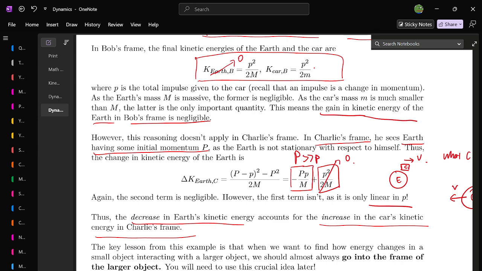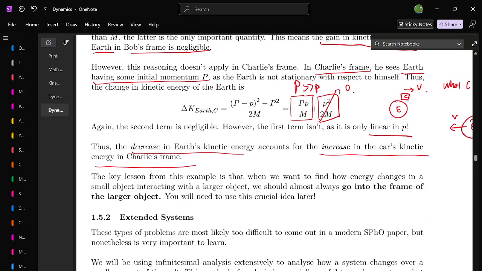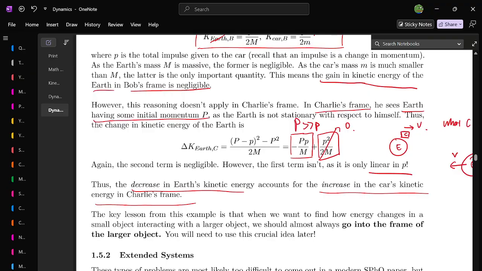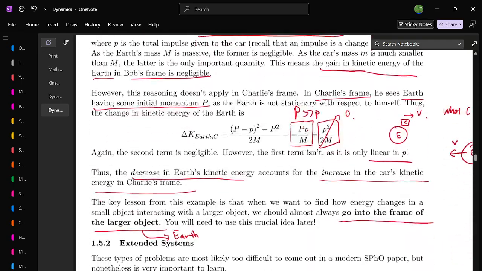So what's the key lesson from this example? When you want to find how energy changes, you almost always want to go into the frame of the larger object. And yeah, it's quite useless to go into Charlie's frame in this case because it just overcomplicates things.